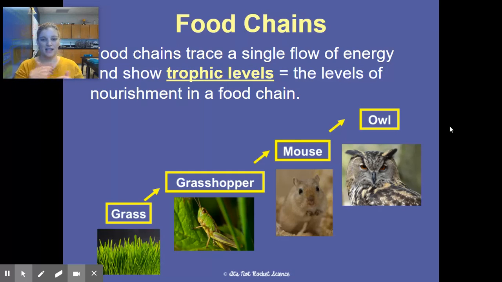So in the case of the one we're seeing here, we would start the food chain with grass. That's our producer. That's where it all starts. The grasshopper eats the grass. The mouse then eats the grasshopper, and the owl then eats the mouse. Now, is this the only way that grass gets eaten? No, this is just showing the one path that grass gets consumed up through to the owl.